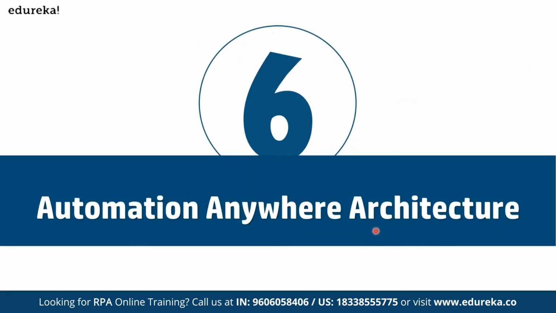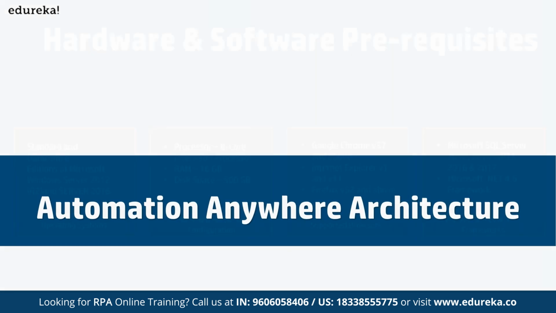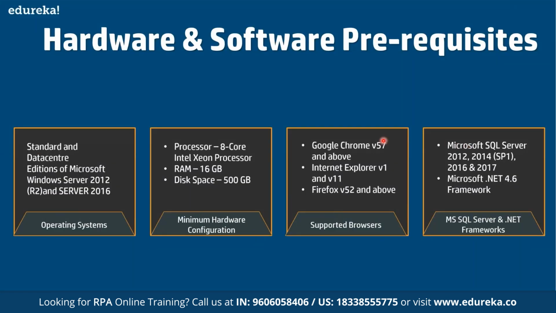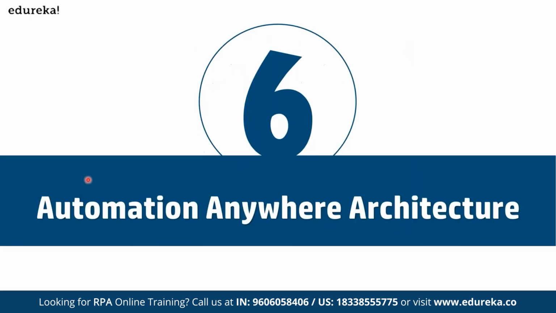And these requirements are, by the way, for on-prem, okay? Because if it is on cloud, you don't require any SQL server, and you don't need to really worry about the processors or RAM or disk space, or the backend operating system. So this is for the on-prem version of Automation Anywhere.